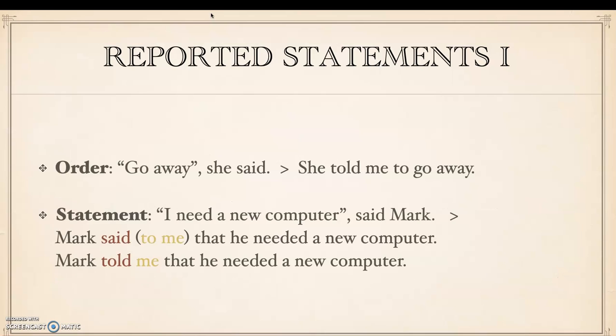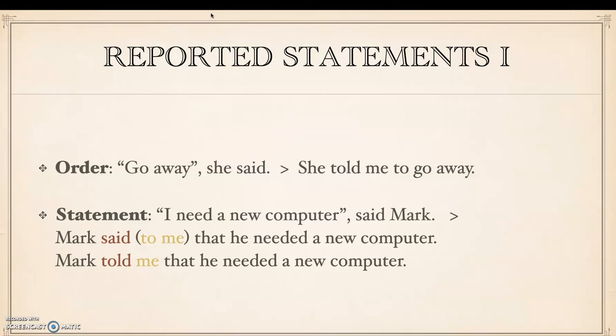Let's look at these two examples. We have the order, go away, she said. We cannot use the verb say to report an order. We can only use tell. She told me to go away. Besides, we'll see it later in another video, that there is a different grammar structure.